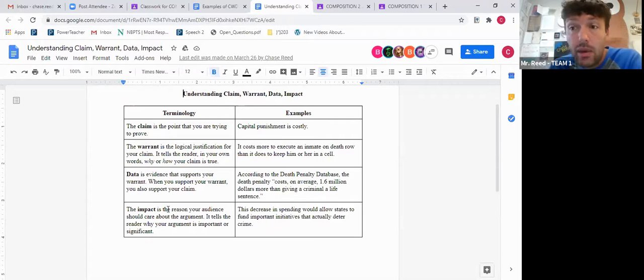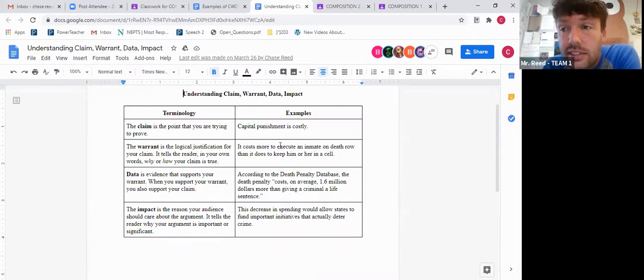The impact has to tell me why that's important. Why should I, as a taxpayer, care about this particular argument? What do you think it's going to say before we even read it? It's going to talk about my wallet, right? As a taxpayer. So here it says, this decrease in spending would allow states to fund important initiatives that actually deter crime. So this is telling you that we could save money and we could use it in ways to actually help people not commit crimes.